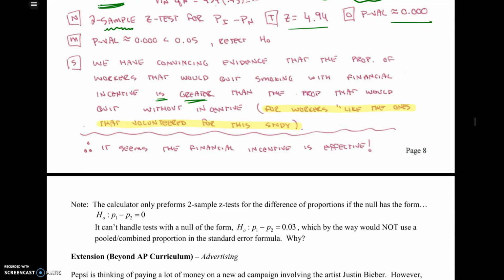Again, unfortunately, we can't generalize to the entire company or to everybody in the world because we didn't sample from the company. We didn't sample from the world. So it's just effective for the people like the volunteers in this study. So it seems like the financial incentive is effective. This is optional. But you get a smiley face if you put it down. All right?